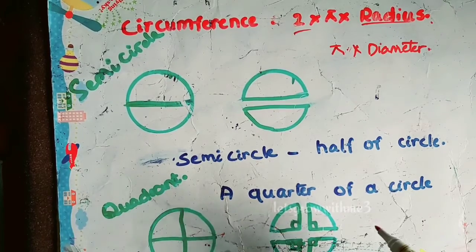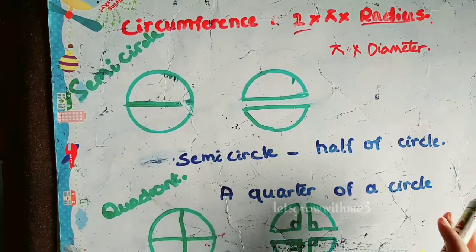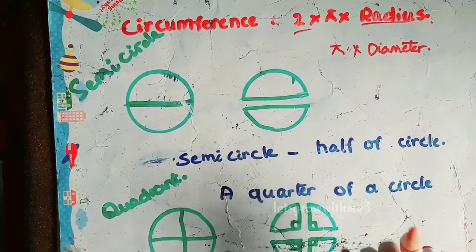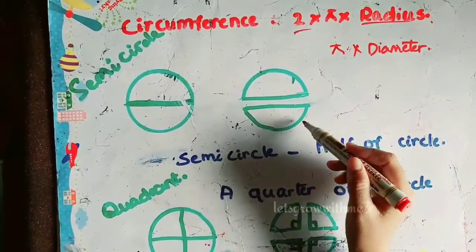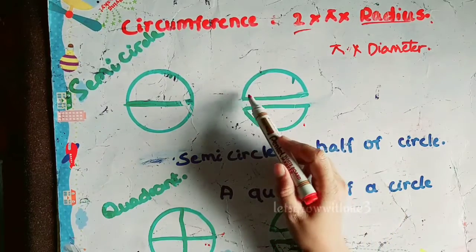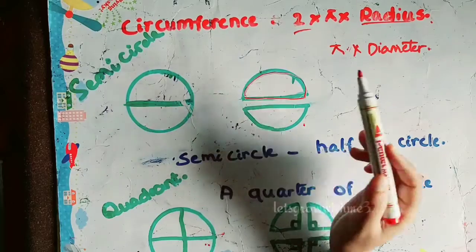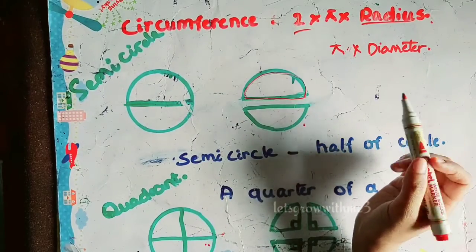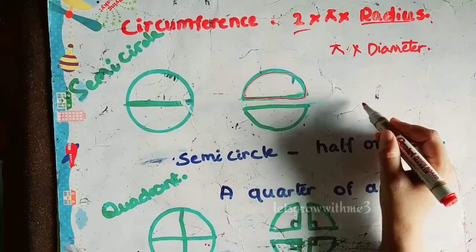Next we will see quadrant. A quadrant is nothing but a quarter of a circle, meaning 1/4 part of a circle we will call a quarter. The circumference of the quarter is a quarter part of the circumference of the circle. So whatever the circle's circumference is, 1/4 part of it is the quarter's circumference, and half part is the semicircle's circumference.